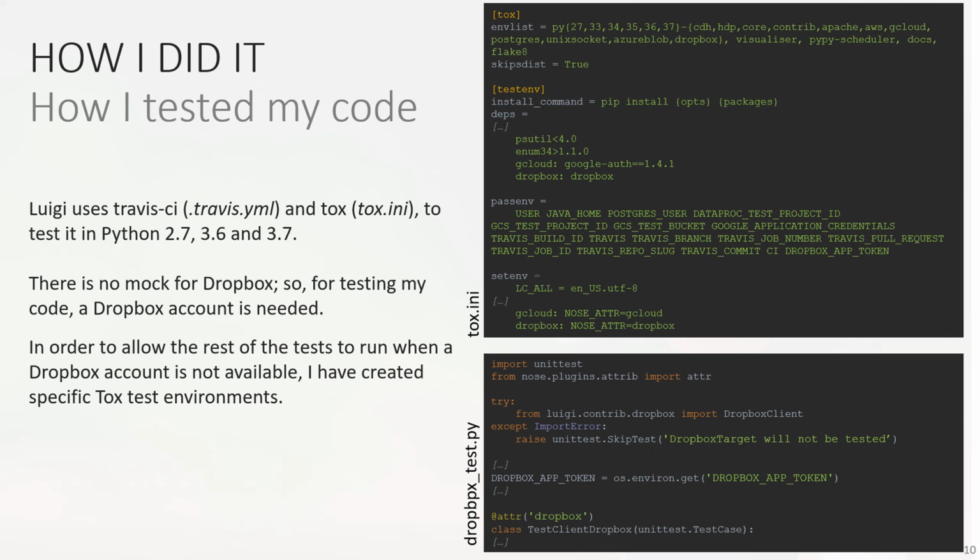The tests for my code are in dropbox_test.py. They require a Dropbox account to be run. So in order to allow for the rest of the tests to run even without a Dropbox account, I have separated my tests into new test environments which I define in the tox.ini file.